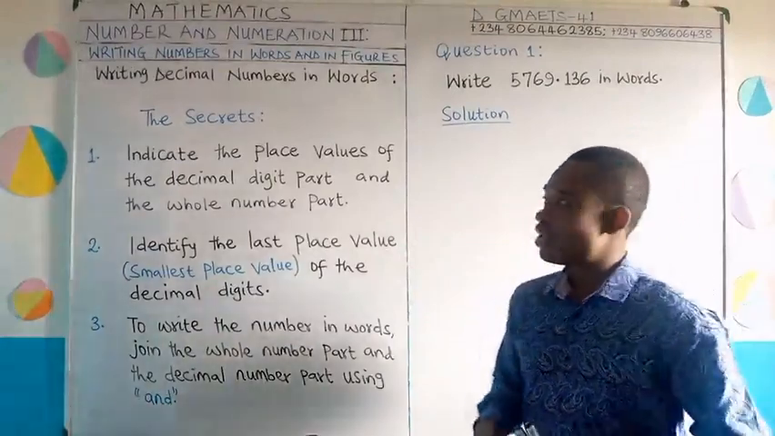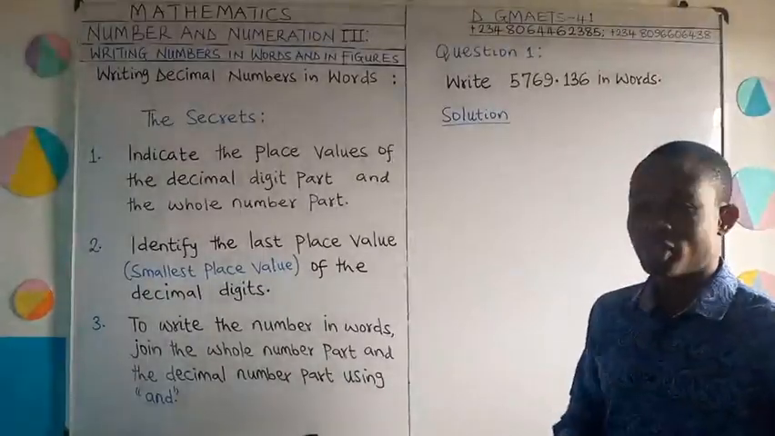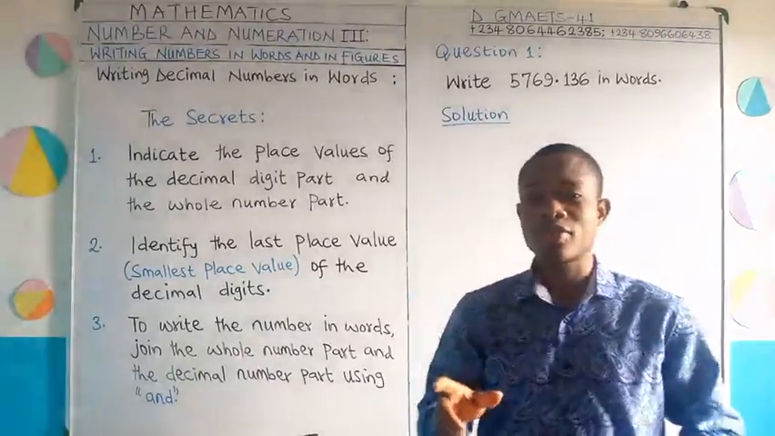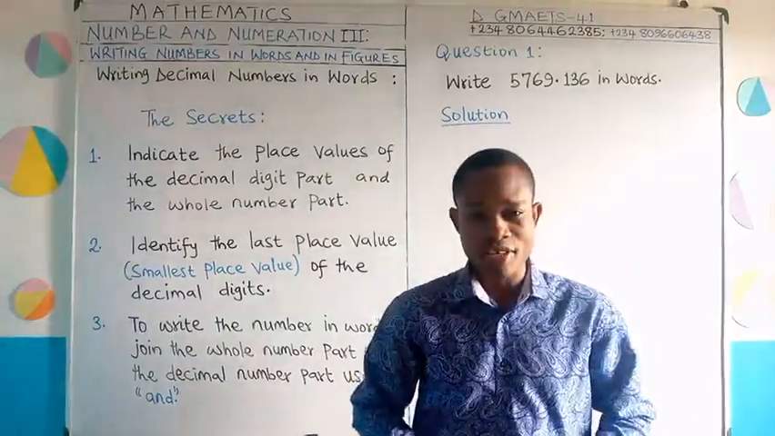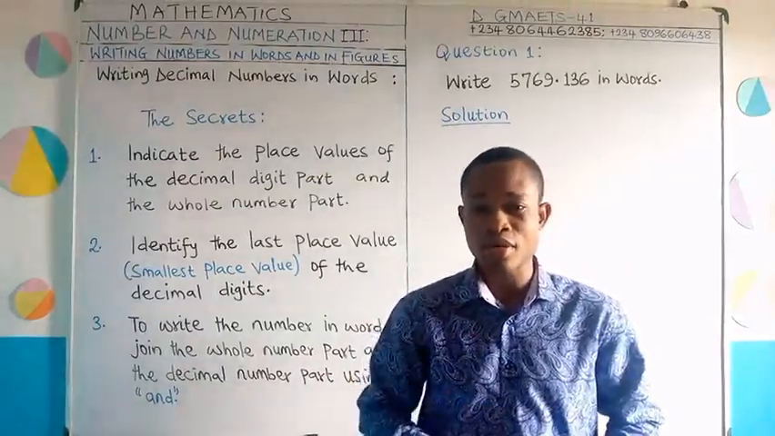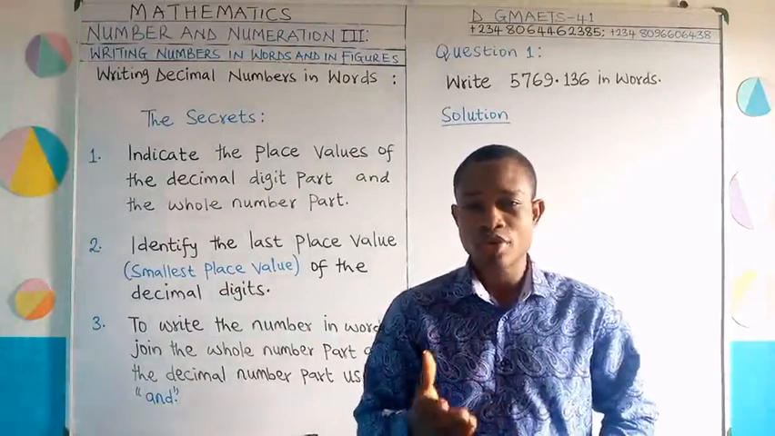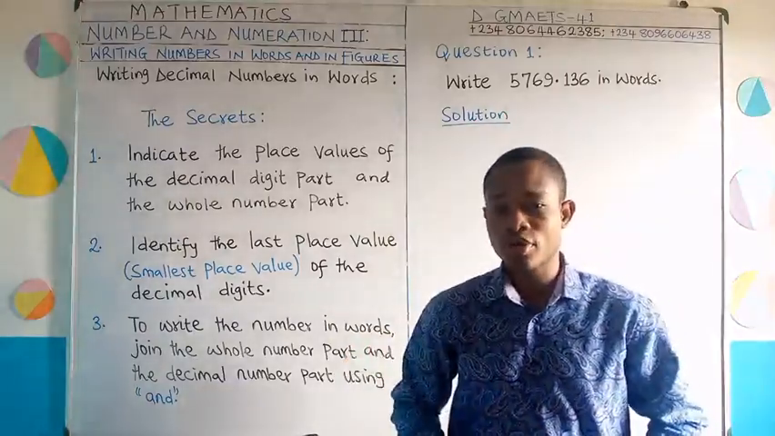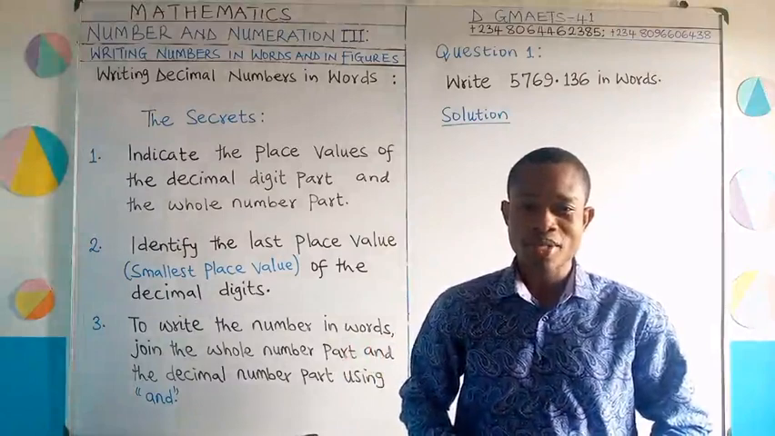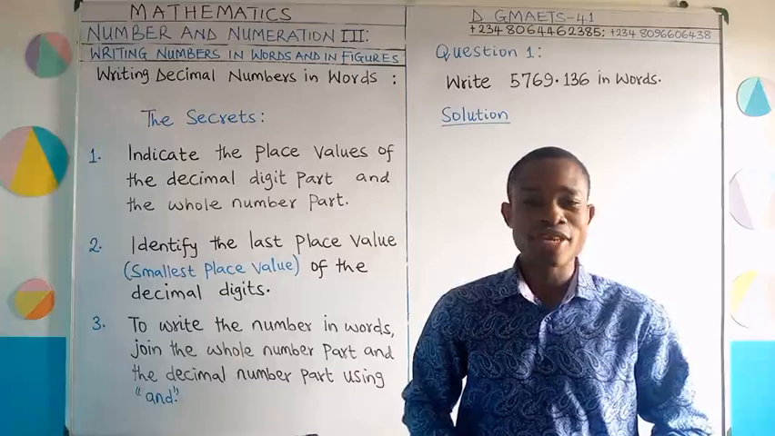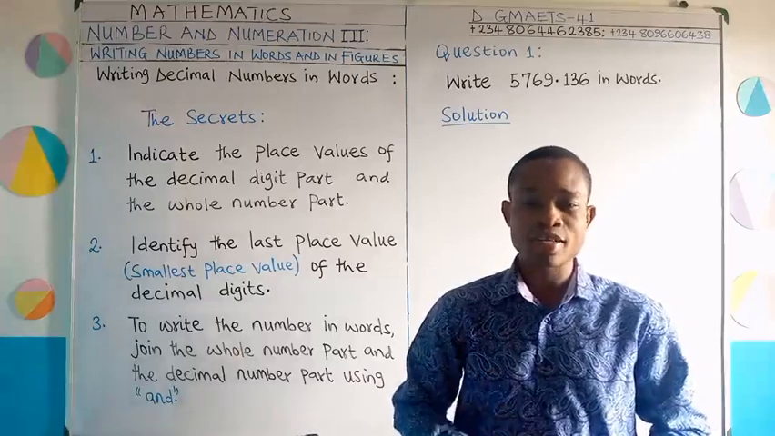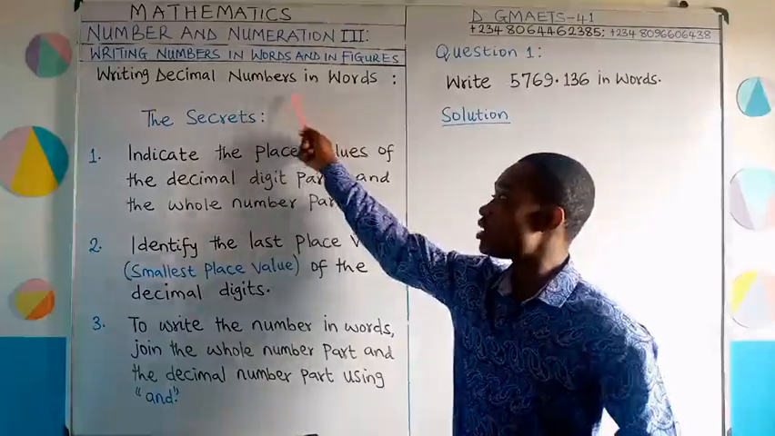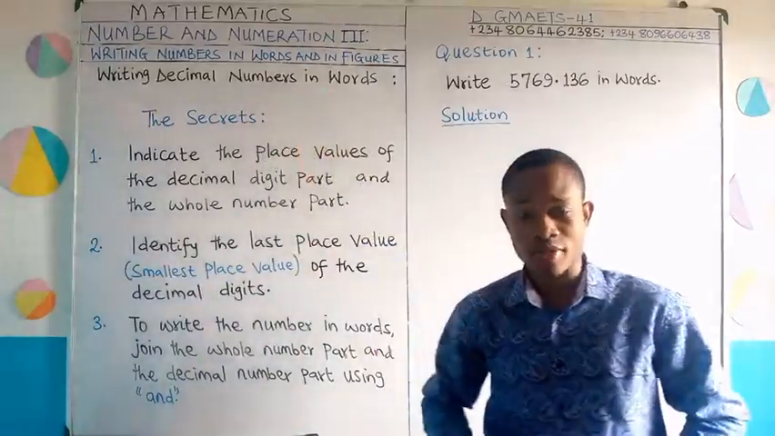In this class, we're going to look at number and numeration part 3: how to write numbers in words and figures. But specifically, we'll be focusing on how to write decimal numbers in words. You would recall that in our previous class, I taught you how you can write whole numbers in words and in figures. So it is the turn of decimal numbers. How can you write decimal numbers in words and in figures? First, we are starting with writing decimal numbers in words.